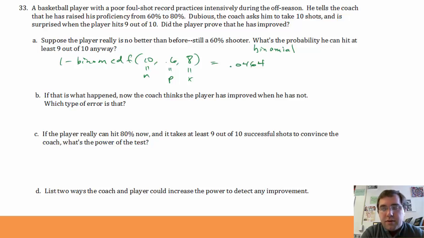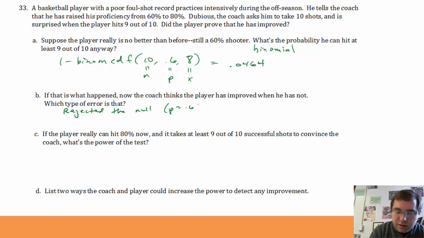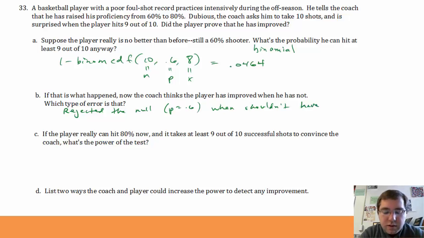Which type of error is made? Well, he has rejected the null. The coach has rejected the null hypothesis, the null hypothesis being that his proportion is still 0.6, when he shouldn't have rejected it. So which error is it when you reject the null hypothesis when you shouldn't? That's a type 1 error.